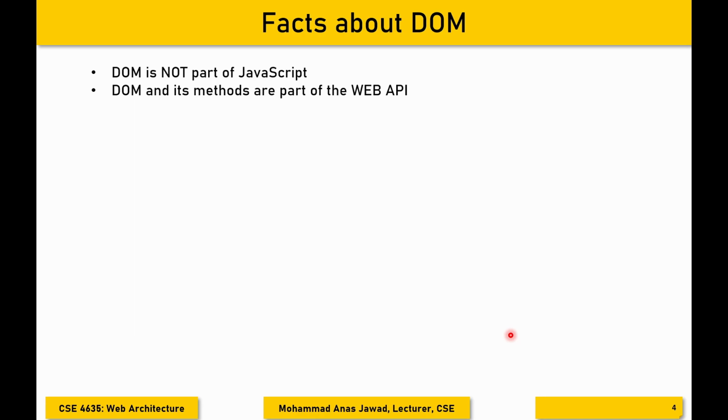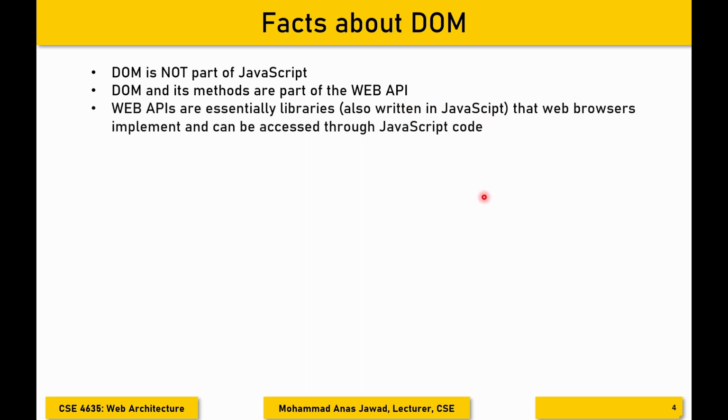Now we already know that JavaScript is a part of the ECMA or ECMAScript specification, right? These DOM-related methods or DOM-related functions are not part of the ECMAScript specification, okay? They are part of the Web API. Web APIs are essentially libraries which are written in JavaScript as well, and these libraries are implemented by the web browsers. And since these methods are implemented by the web browsers, we can access these elements, these functions and these methods through the JavaScript language inside our scripts.